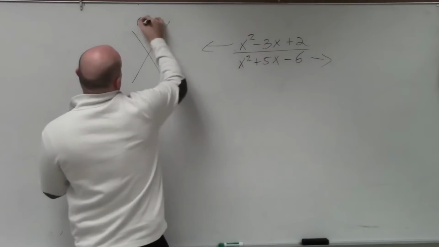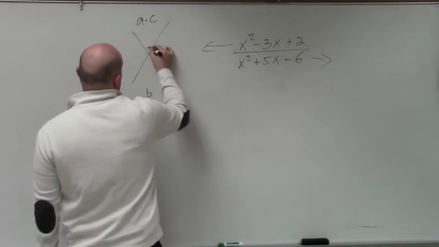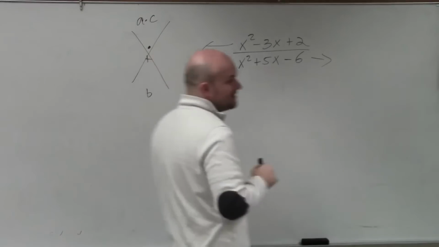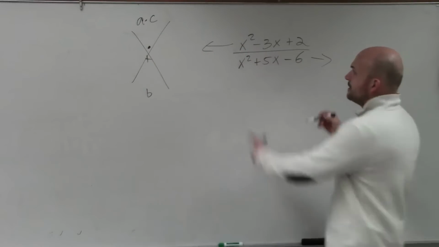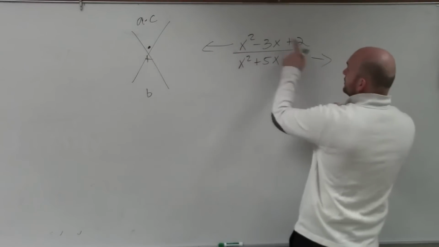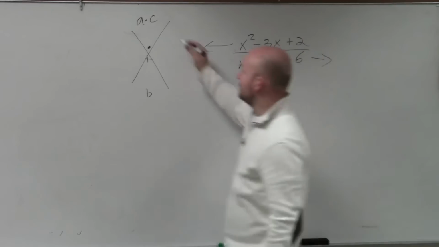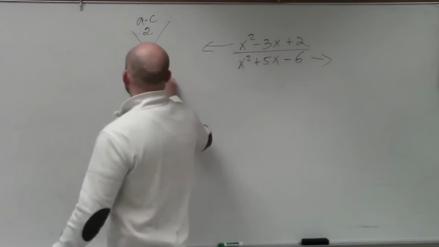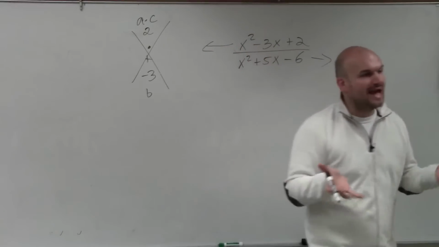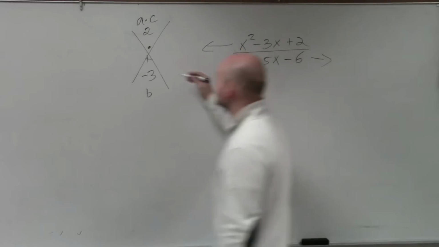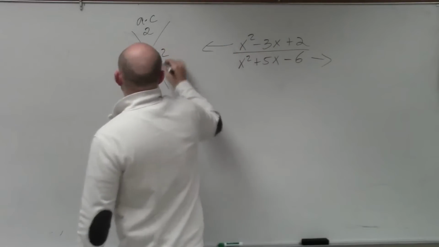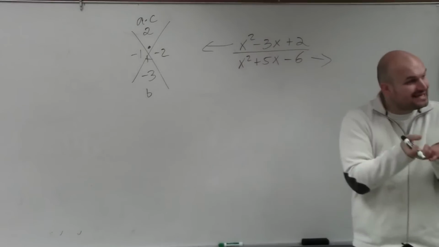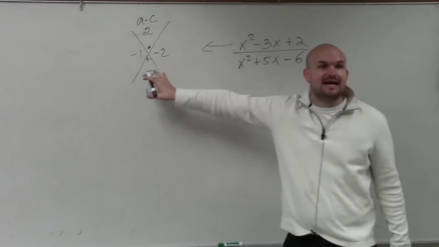If I wanted to factor this out, I would do a times c and b. What two numbers multiply to give you a times c, but add to give me b? Remember, a is our coefficient of x squared, and c is our 2. So we have 2, and then our middle term is negative 3. So we think about what two numbers multiply to give you 2, add to give you negative 3. Well, those factors are obviously negative 1 and negative 2. Now, since a is equal to 1, I can write these as my factors, right?